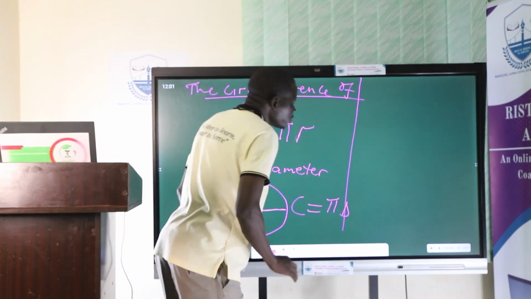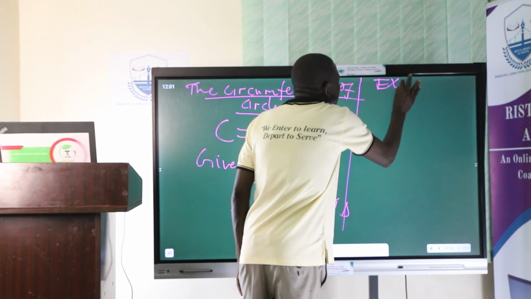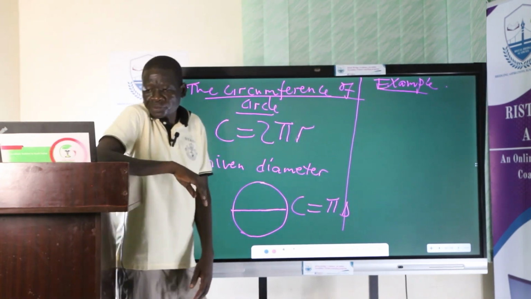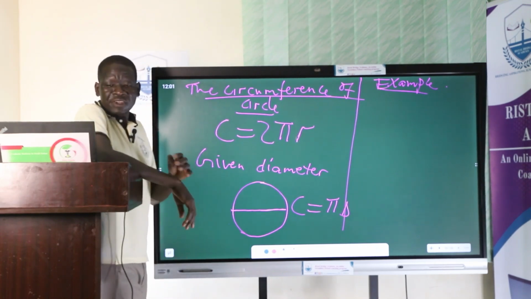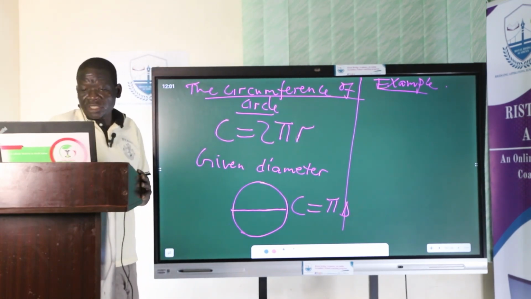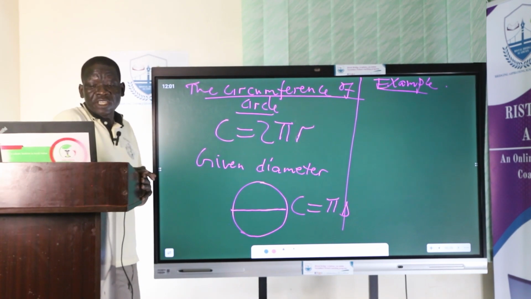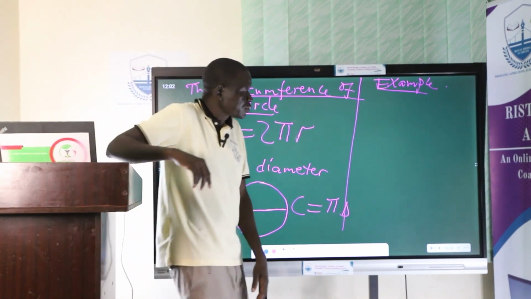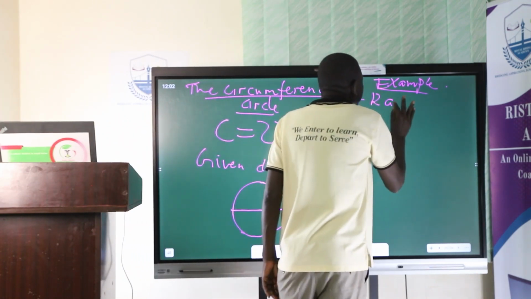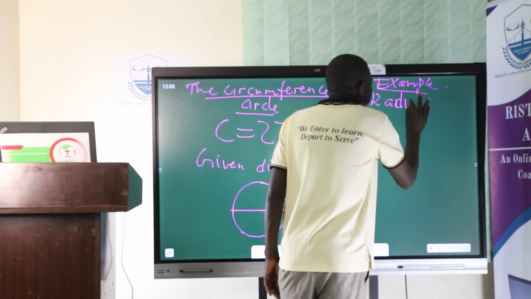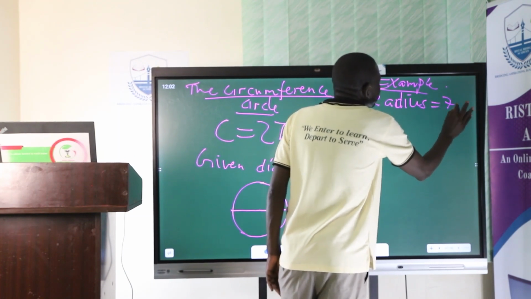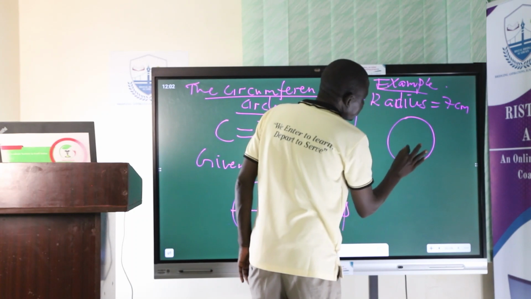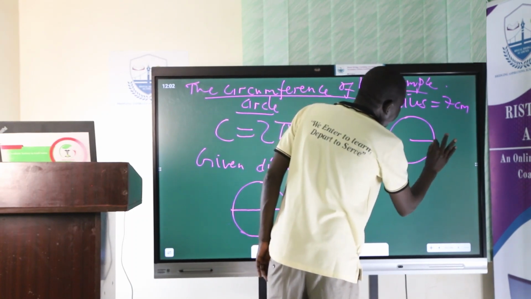We can have an example here, which says, find the circumference of the circle of radius 7 centimeters. So if this is the circle, and the distance from the center to the circumference here is 7 centimeters, which is the radius, they want us to find the circumference.